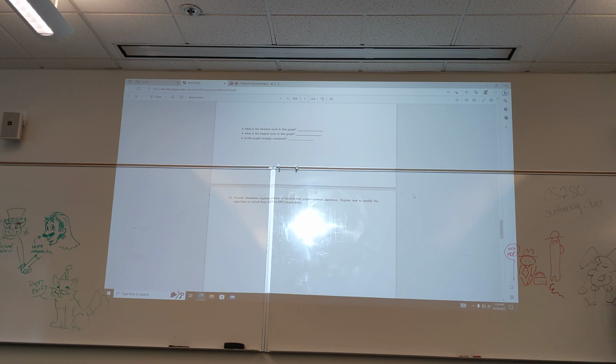Okay. Provide an iterative implementation of breadth first graph traversal algorithm. Explain how to modify the algorithm to switch from BFS to DFS.